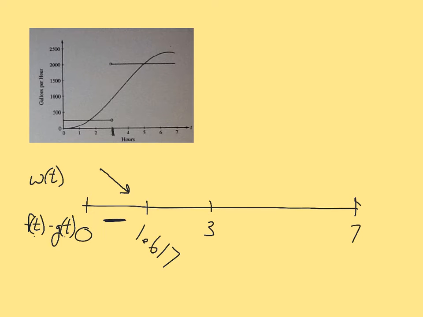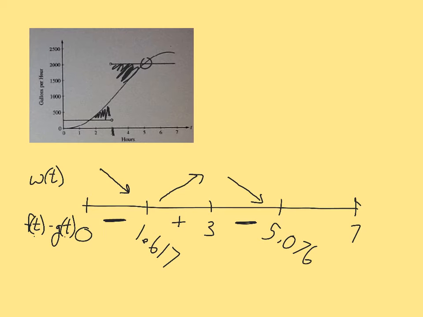We'll mark at 3. From 0 to 3, we see that f of t is actually bigger, so water is being added to the tank. That means my level of water will be going up. From 3 to this other time, 5.076, once again the water leaking out was bigger, so the water level will be going down.